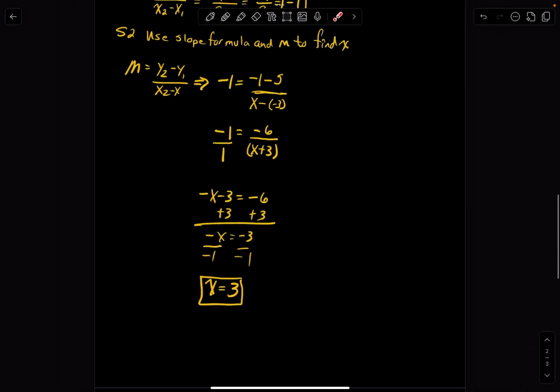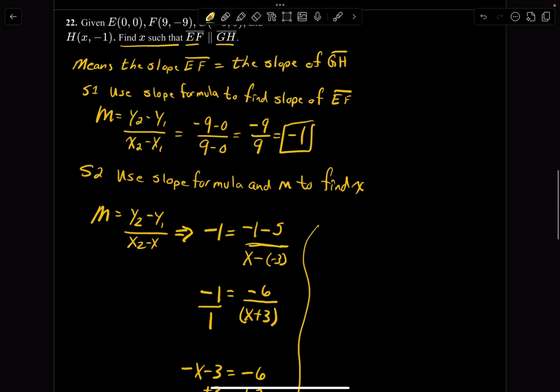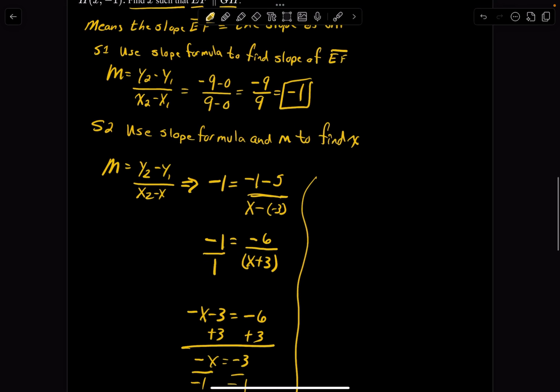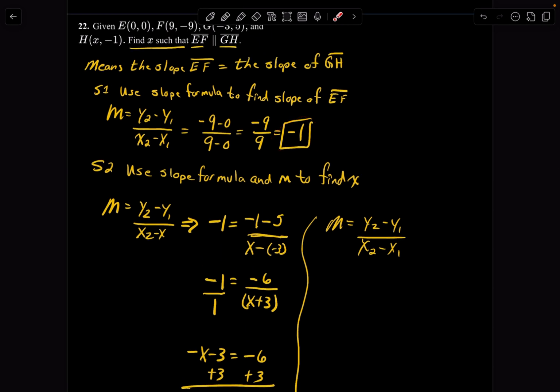Well, we can check that. How do we check it? Well, we're going to use our slope formula. We know that in this situation, y2 is negative 1. Now we have to get a slope of negative 1 because they're parallel. We determined right here that EF had a slope of negative 1, and it says here EF is parallel to GH, therefore GH has to be negative 1.